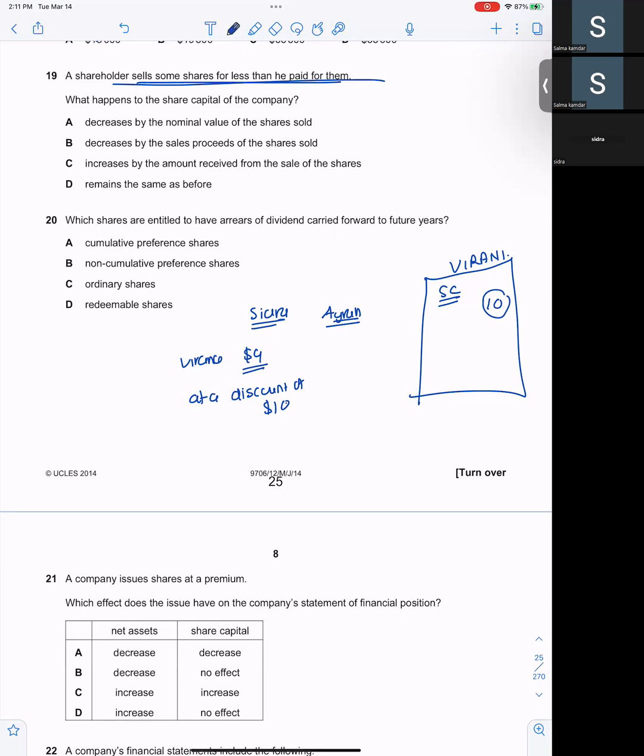Are you with me? But the market value of Virani has increased and become 100. So if you go outside to buy the shares of Virani, you're going to get them at 100. What does Sidra do? She sells her shares to Ira for $5. So she sells the shares for a lesser amount than what she had paid for. Will anything happen to the share capital of the company, Virani? No, I don't think so. So what remains is the same.